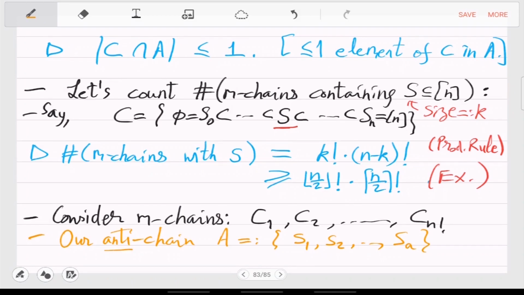So what we have shown till now, let's apply it here. This first element of the anti-chain, this set S1, how many chains will contain it? Maximum how many chains can contain this? We are interested in that number. So let's call that S.